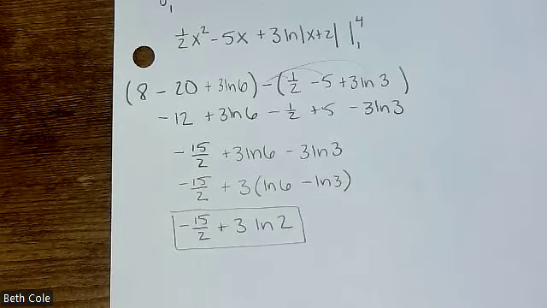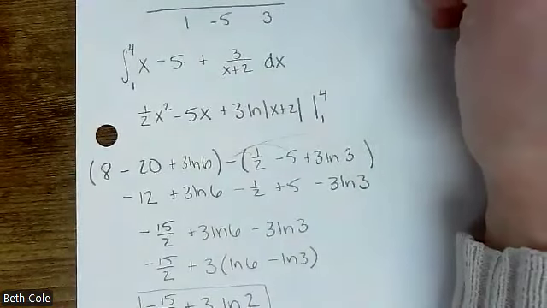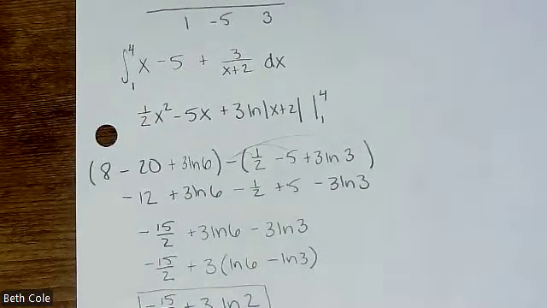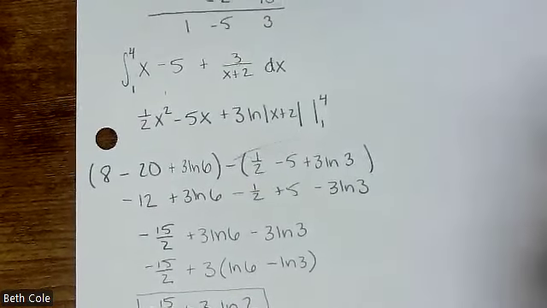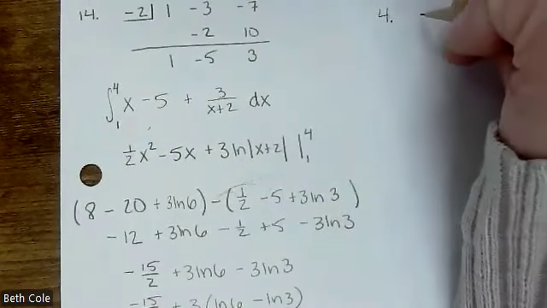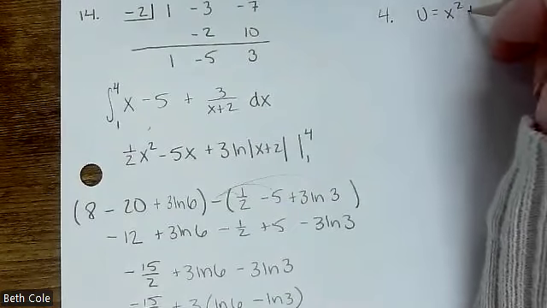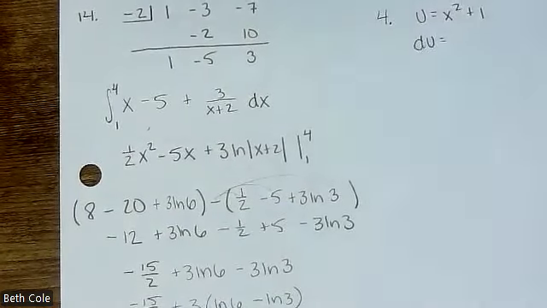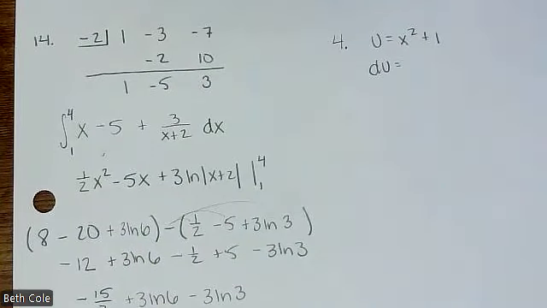All right, let's do, what was that other weird one? Let's do 4 and then I'll let you guys pick one more. And we'll have done all the really hard ones. All right, so for number 4, we had u equals x squared plus 1. So go through your process. What is du going to be? 2x dx.